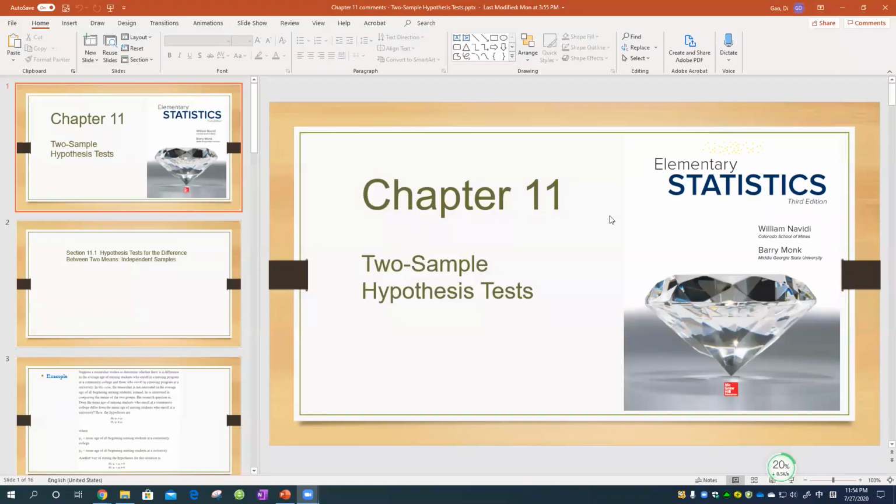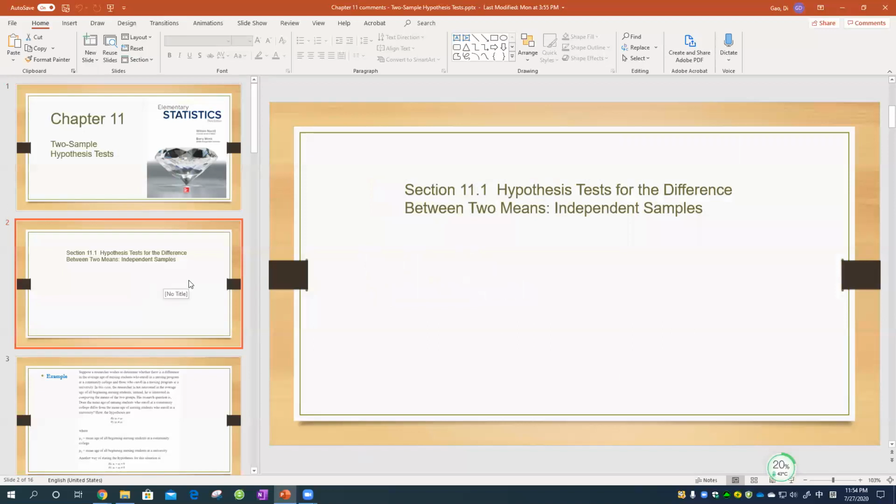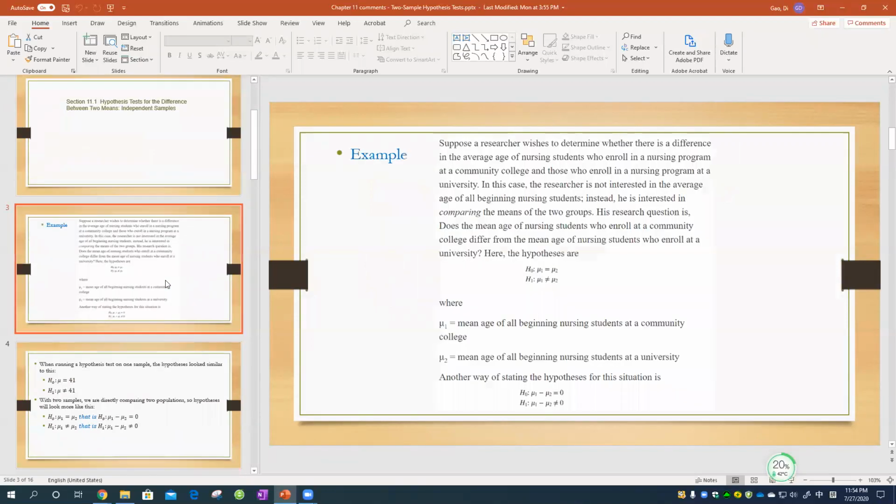Hello everyone. Now let's discuss chapter 11, the last chapter of this semester, which is two sample hypothesis tests. We already learned in chapter 10 how to deal with two sample confidence intervals. Now let's look at hypothesis testing. Basically we're under the same setup, but we also need to consider those 5 steps.